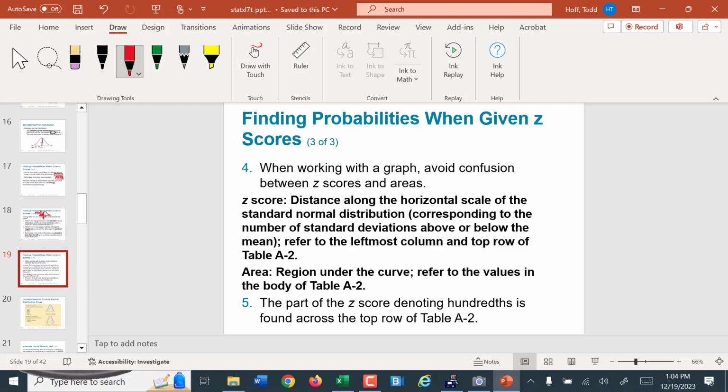When we're working with the bell curve, it's important to keep straight the difference between Z-scores and areas, because Z-scores tend to be close to zero. It can often be easy to confuse them with probabilities. Remember, the probability is always going to be between 0 and 1.